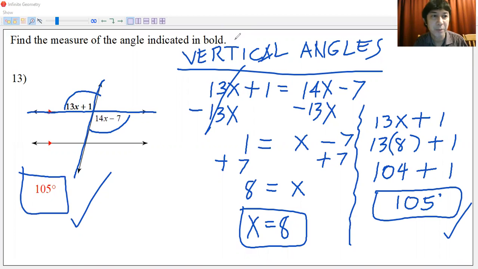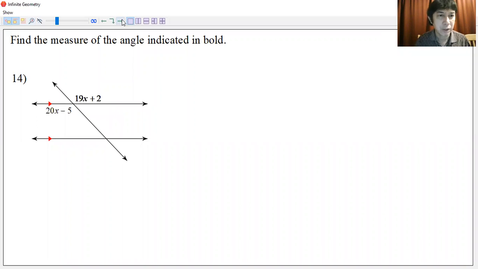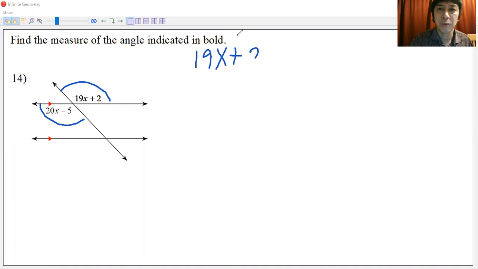And we have our first example. Let us see the other examples. All right, let's have number 14. Let's see number 14. Okay, just another vertical angle pair. This and this is a vertical angle pair. They are supposed to be congruent. Vertical angles are congruent, okay? So we have the equation 19x plus 2 must be equal to 20x minus 5. So we solve for x here and then use the x in 19x plus 2. That's the darker one, okay?